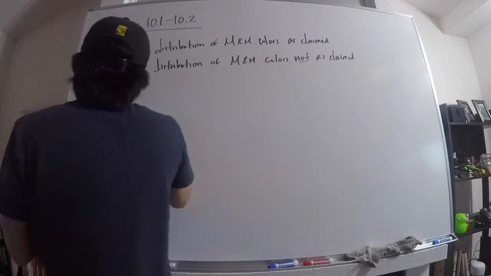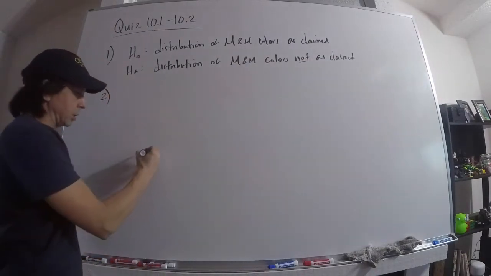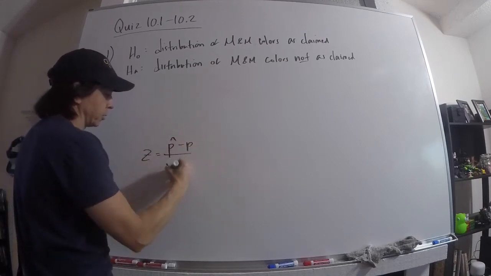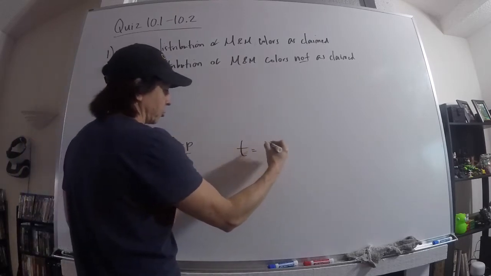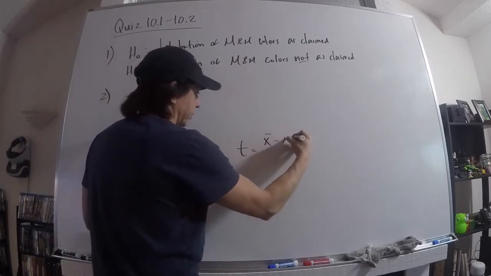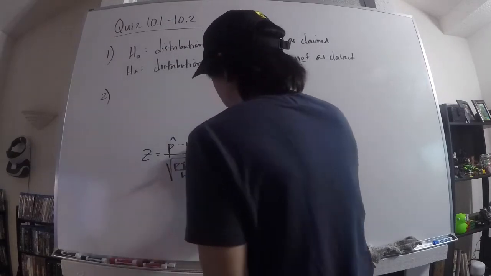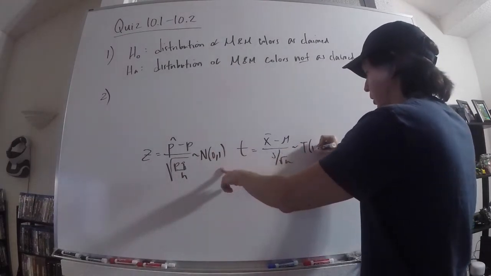Step 2, calculate the test statistic. So now you will know that you have your Z1, which is for proportions. Should have written it down earlier. You have your T1, which is for means. And they have the distribution for all of these. That one is N(0,1). That one is T with n minus 1 degrees of freedom.